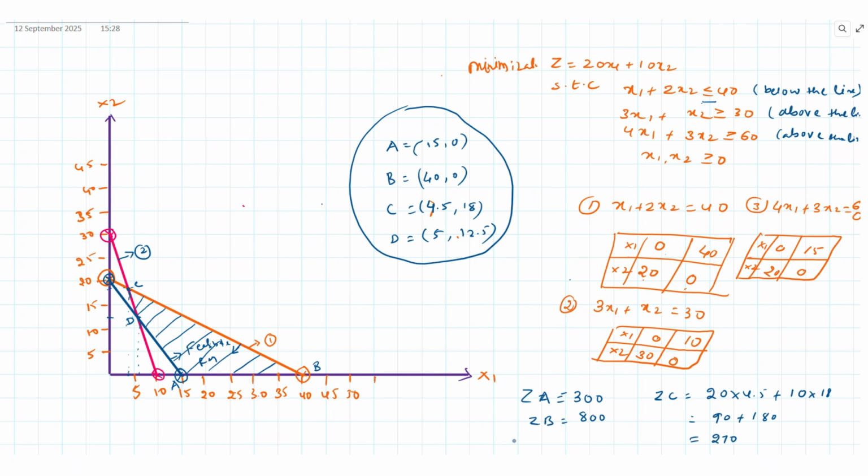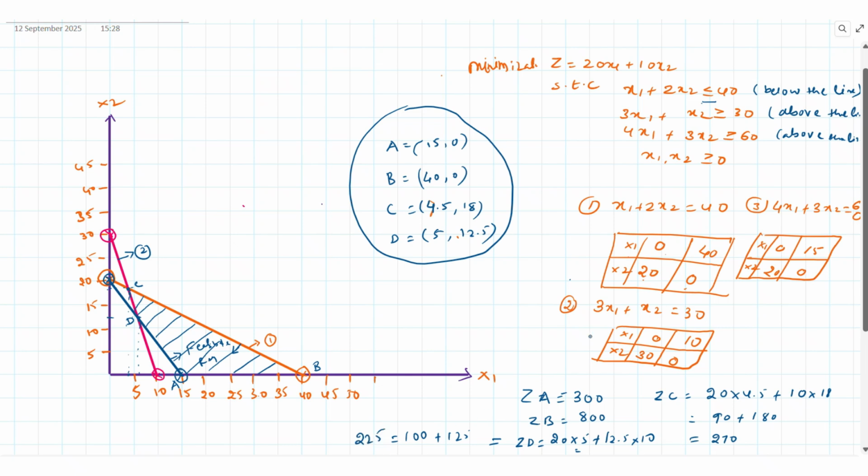ZC is 270, and at corner D the value is 20 into 5 plus 12.5 into 10. So 20 into 5 is 100, plus 125. 100 plus 125 is going to become 225.